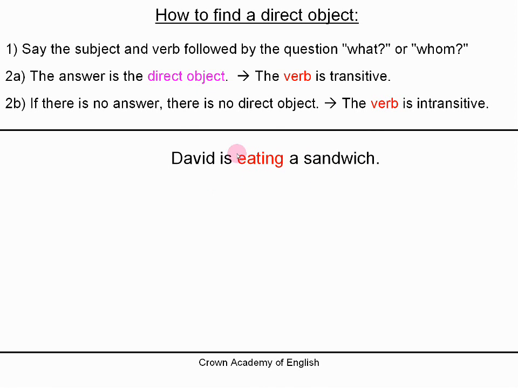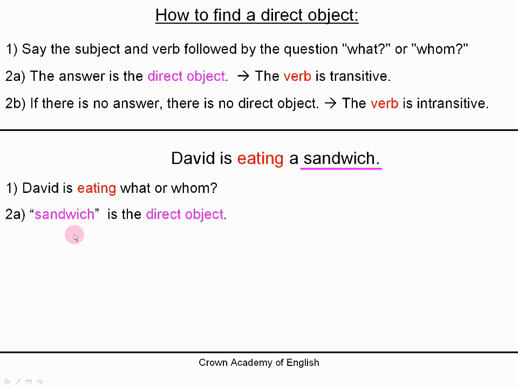David is eating a sandwich. So let's ask our question. Say the subject and verb, followed by the question what or whom. So, David is eating what or whom? Well, David is eating sandwich. So, sandwich is the answer to this question. Therefore, sandwich is the direct object. And therefore, eating is a transitive verb. Okay?